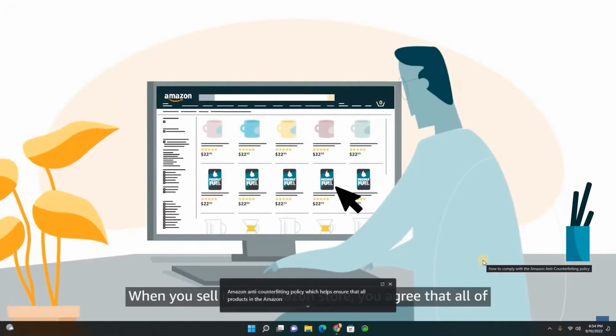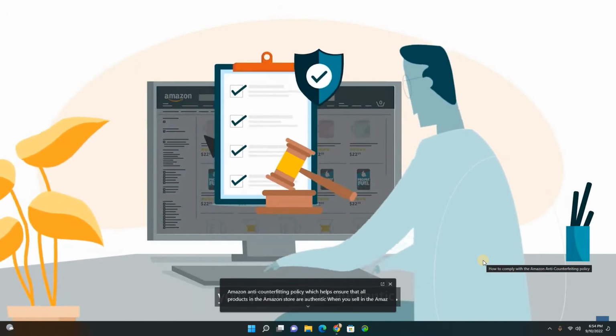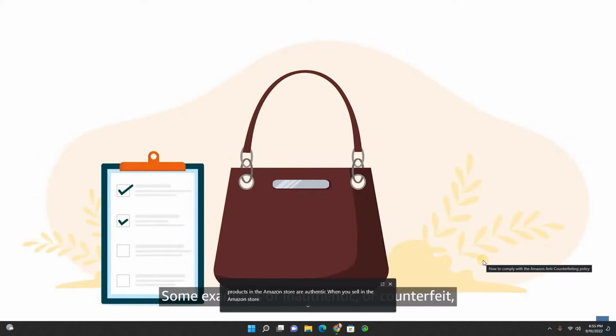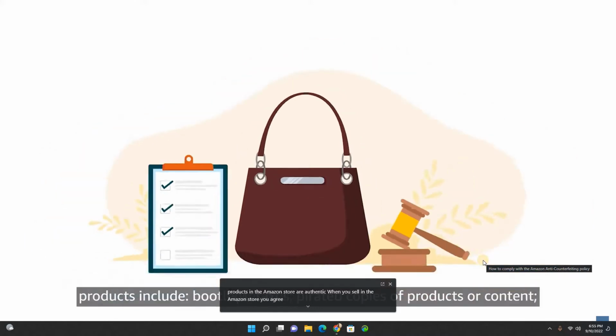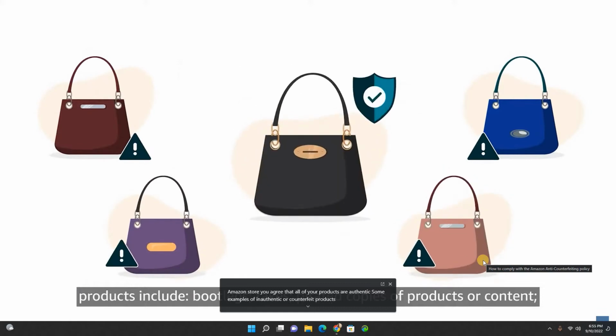When you sell in the Amazon store, you agree that all of your products are authentic. Some examples of inauthentic or counterfeit products include bootlegs, fakes, pirated copies of products or content, products that have been illegally replicated, reproduced, or manufactured, and products that infringe another party's intellectual property rights.